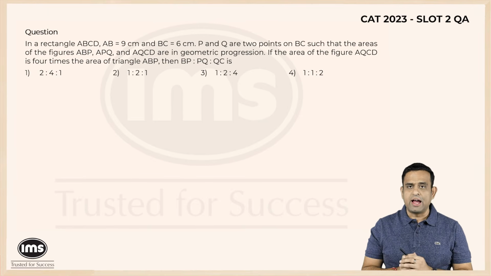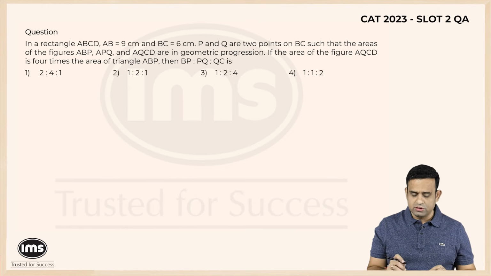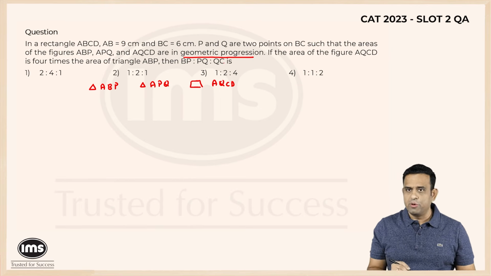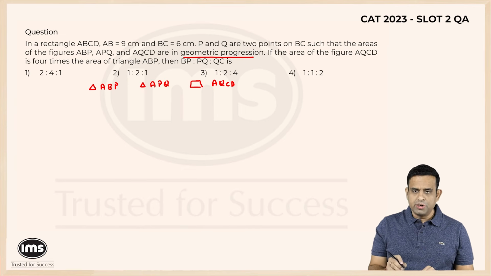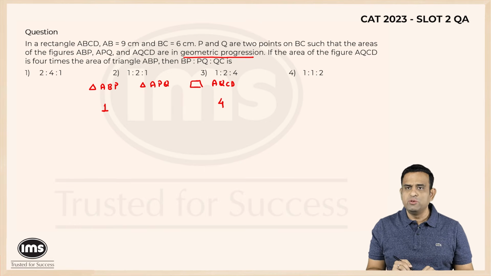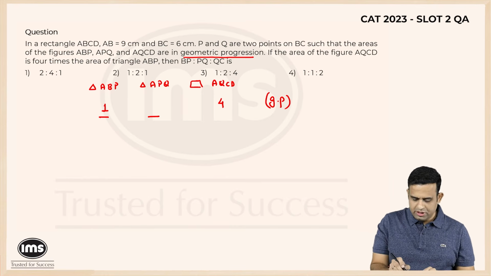In the next sum, it says that in the rectangle ABCD, AB is equal to 9 cm, BC is equal to 6 cm. P and Q are the 2 points on BC such that the areas of the figures, triangle ABP, triangle APQ, and the quadrilateral AQCD are in a geometric progression. The area of the figure AQCD is 4 times the area of the triangle ABP. So if I take the area of the triangle APB as 1, in that case, the area of AQCD has to be equal to 4. Which would mean if I want these 3 terms to be in a geometric progression, 1, 2, 4 is what this should be.